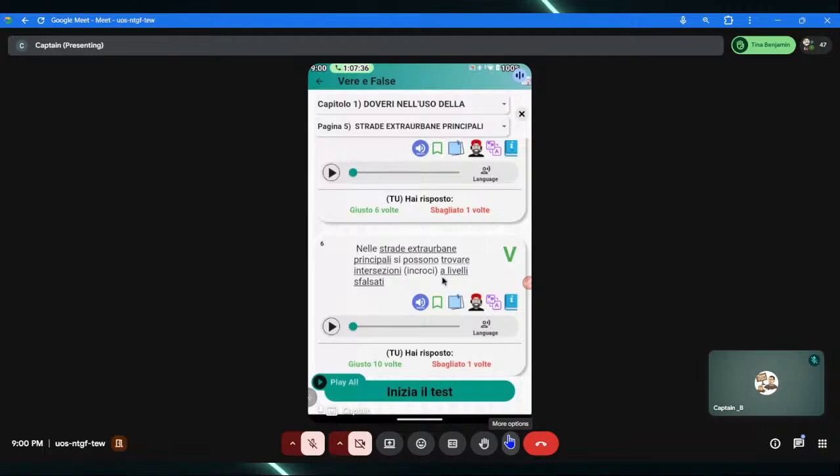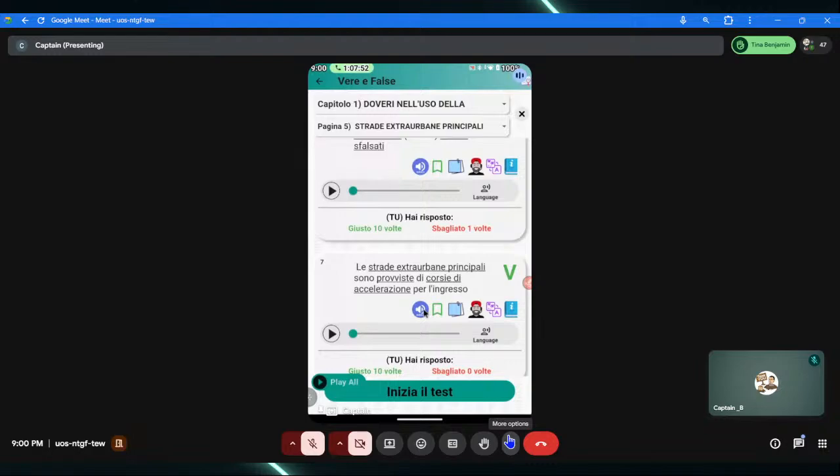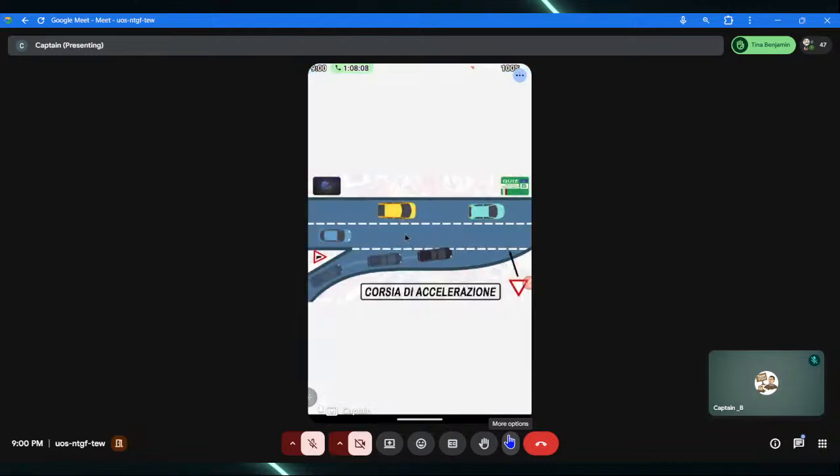Le strade extraurbane principali sono provviste di corsie di accelerazione per l'ingresso. These extra urbana principali are provided with acceleration lanes for entry. Now, corsia di accelerazione is a lane of entry. This is the acceleration lane. So in extra urbana principali, you can see this acceleration lane.